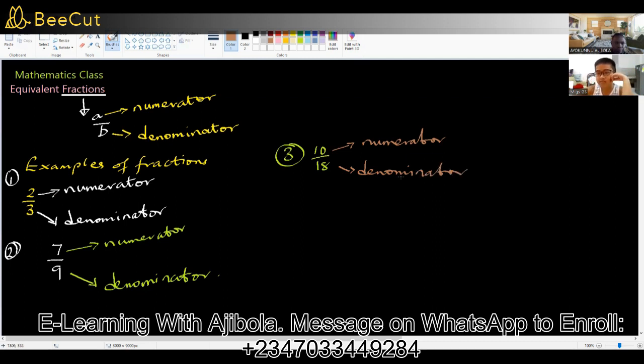So now that you know what numerator and denominator are, we can now talk about equal fractions, okay? Now, look at 2 over 3 and look at 10 over 18. Are they equal?